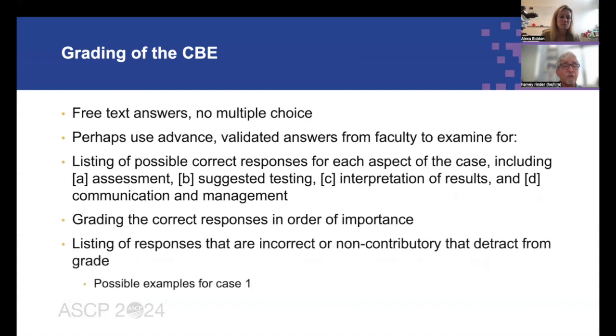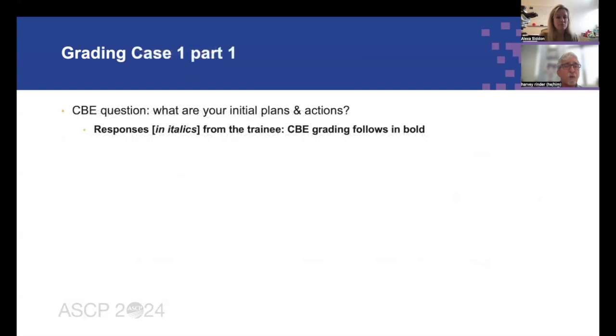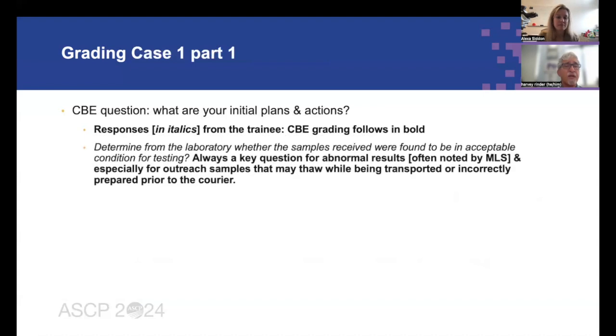And we want to list the responses that are either incorrect or perhaps not necessarily incorrect, but not contributory. And in those cases, we might have those detract from the grading. So again, possible examples for case one are as follows. When our resident gave initial plans and actions, here are their responses in italics, and then our grading in bold.